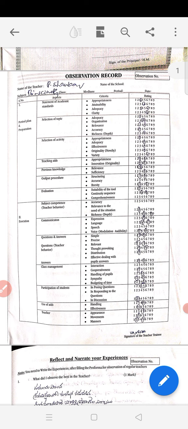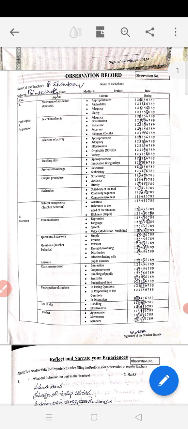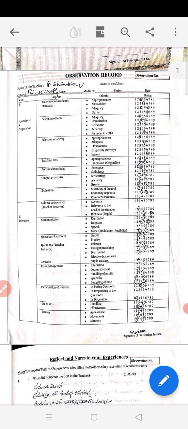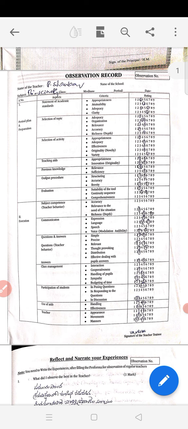For example, in biological science 7 academic standards are there. Like that, in social also, in all methods academic standards will be there. For the statement of academic standards, 4 areas are there: appropriateness, attainability, adequacy, clarity. You are going to judge how those academic standards were written, giving a rating from 1 to 9. For appropriateness you give a rating, then for attainability, then for adequacy, 1 to 9.